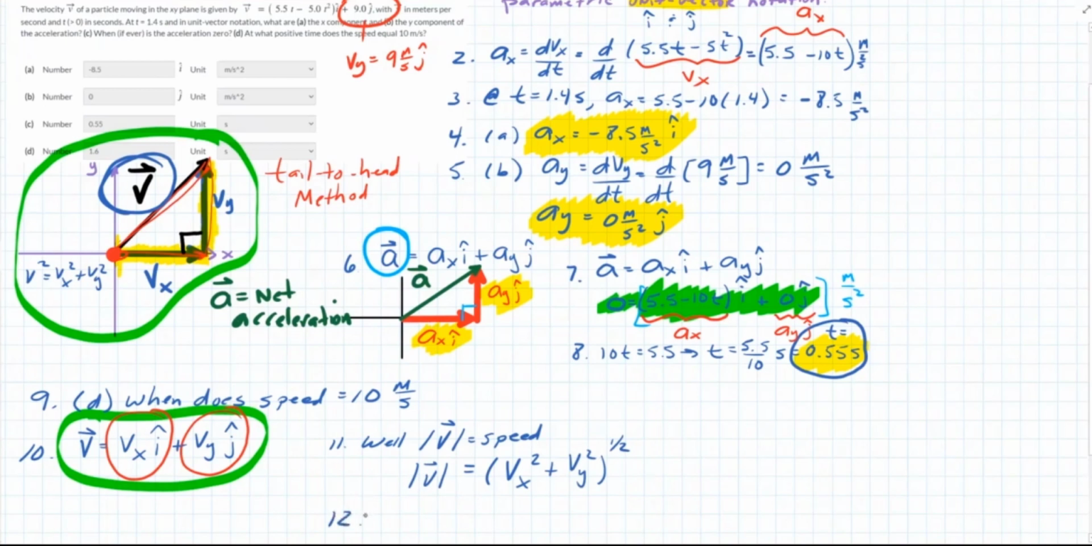Step 12 says, alrighty then, when does that equal 10 meters per second? So here's the speed. 10 meters per second must equal the square root of Vx squared plus Vy squared. What's Vx squared?